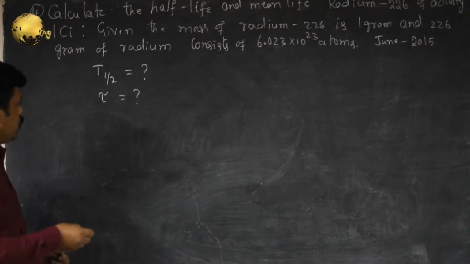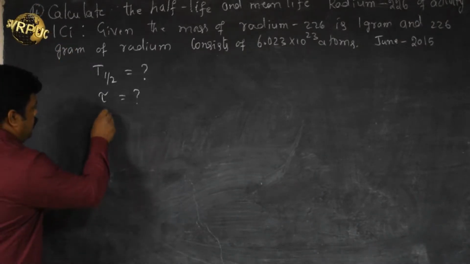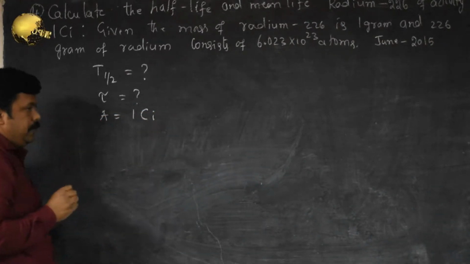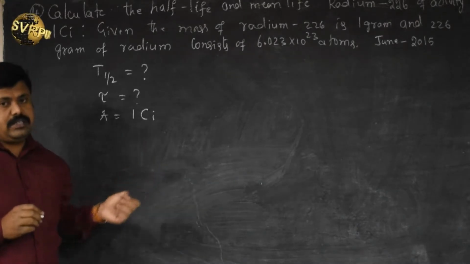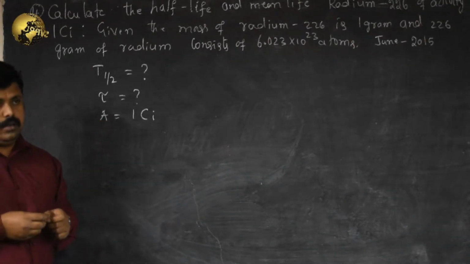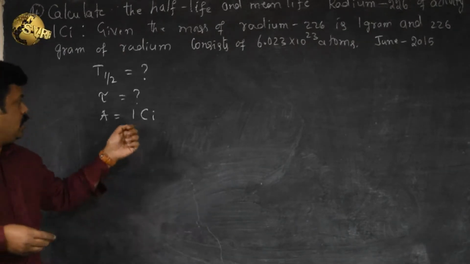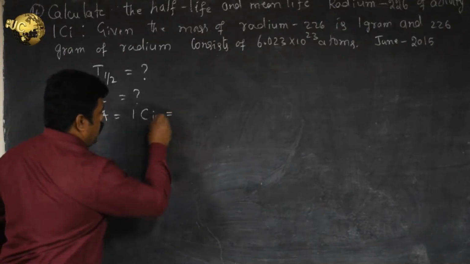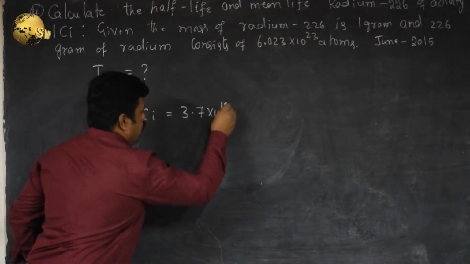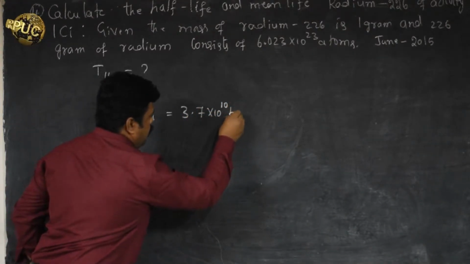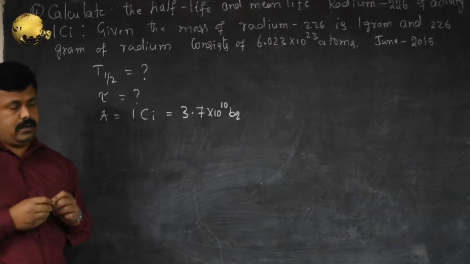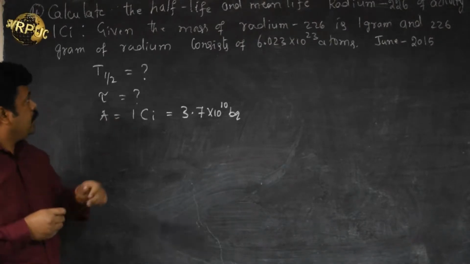So activity we usually represent as A is given as 1 QV. QV is not the standard unit or SI unit of activity. So 1 QV is 3.7 into 10 to the power 10 becquerel, and you can also call it disintegration per second. So this is activity.